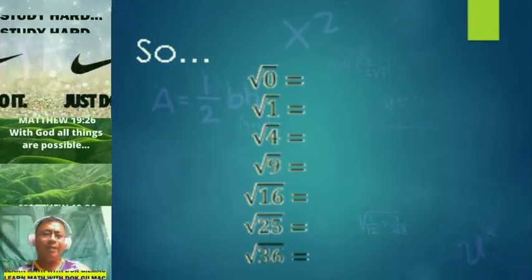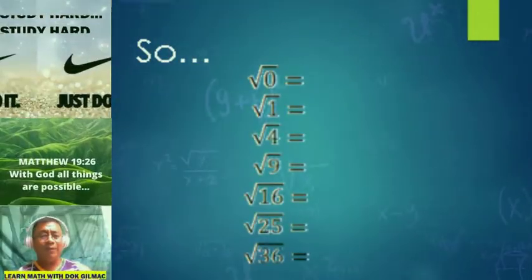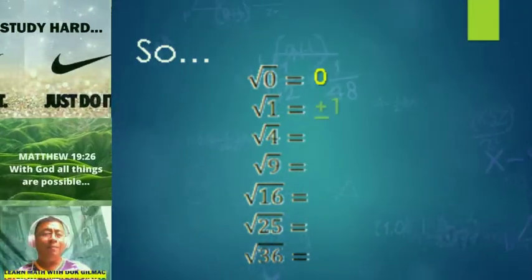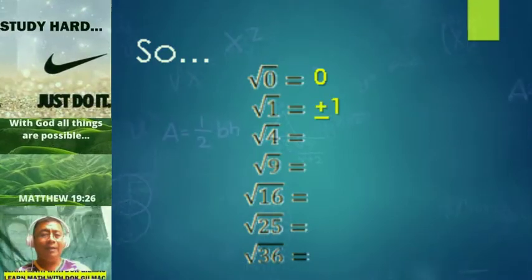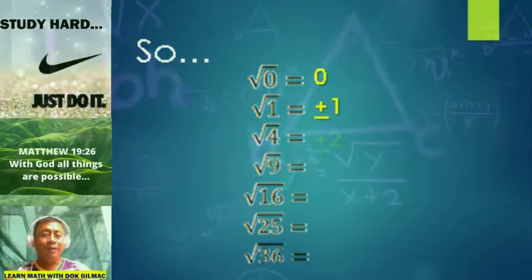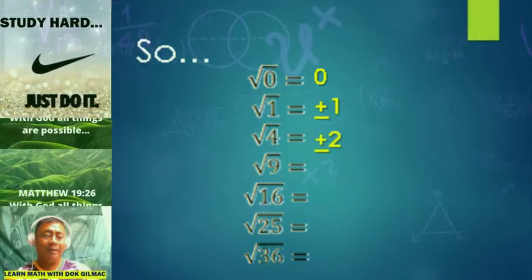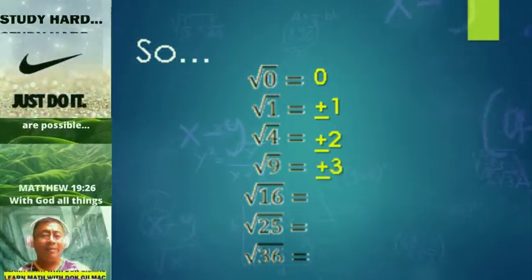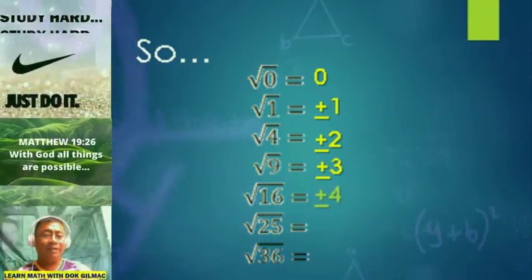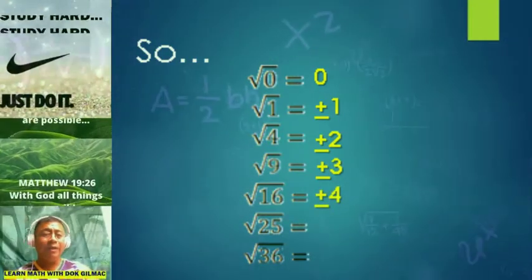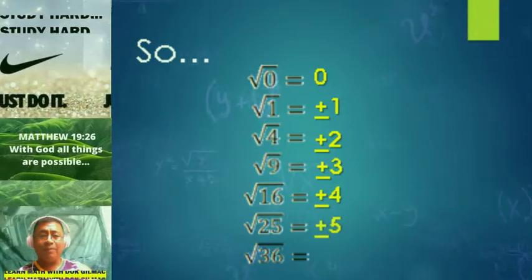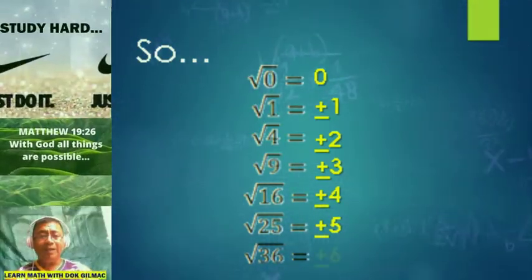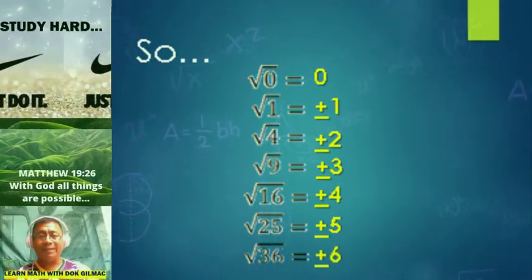So we can say the square root of 0 is 0. The square root of 1 is simply plus and minus 1. The square root of 4 is simply plus and minus 2. The square root of 9 is plus and minus 3. The square root of 16 is plus and minus 4. The square root of 25 is plus and minus 5. And the square root of 36 is plus and minus 6.